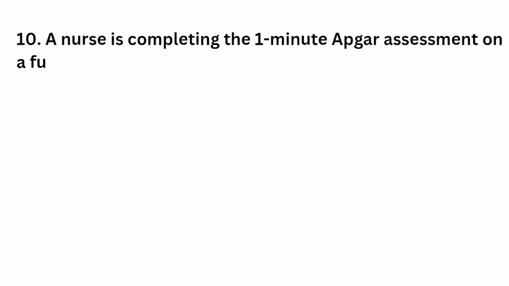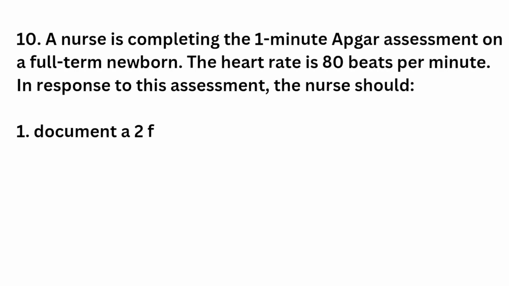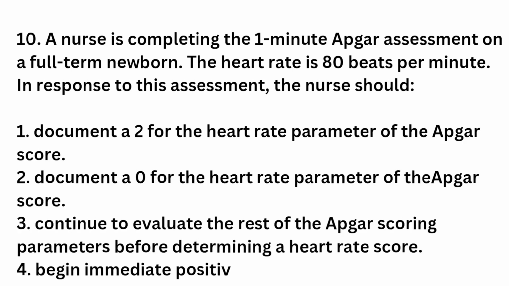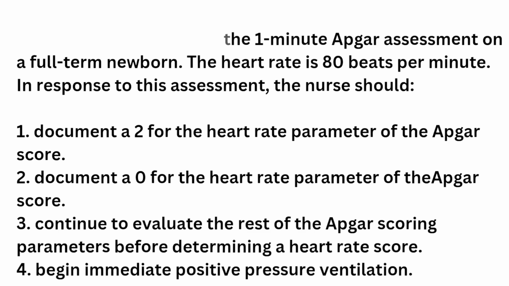A nurse is completing the 1-minute Apgar assessment on a full-term newborn. The heart rate is 80 beats per minute. In response to this assessment, the nurse should 1. Document a 2 for the heart rate parameter of the Apgar score. 2. Document a 0 for the heart rate parameter of the Apgar score. 3. Continue to evaluate the rest of the Apgar scoring parameters before determining a heart rate score. 4. Begin immediate positive pressure ventilation.